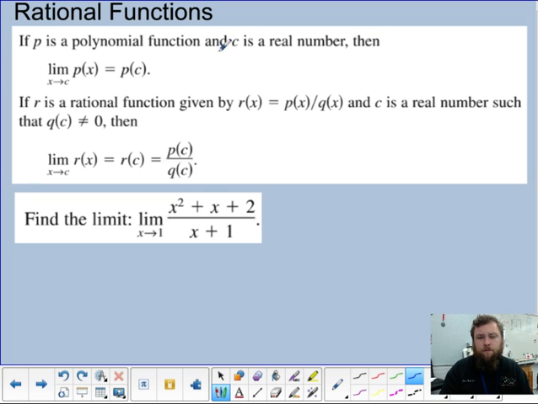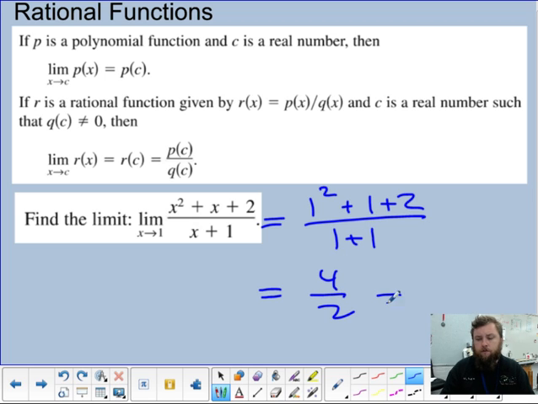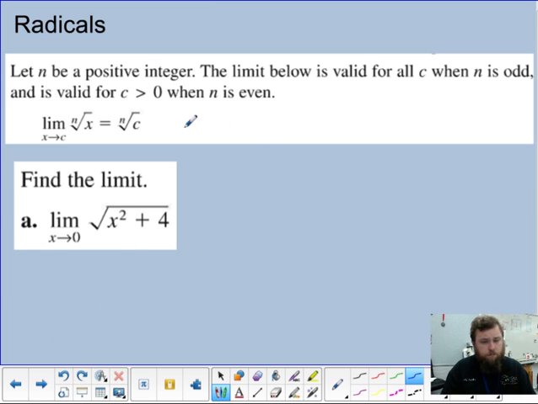Rational functions. So if you have a polynomial function, basically this means that if we can write these as a rational expression and find the limits, that still works. So example, right here, the limit of x squared plus x plus 2 over x plus 1 as x goes to 1. Let's just evaluate that. So it becomes 1 squared plus 1 plus 2 over 1 plus 1. So what you're going to get is 1 plus 1 plus 2, so 4 over 2, which is just 2 for your answer.